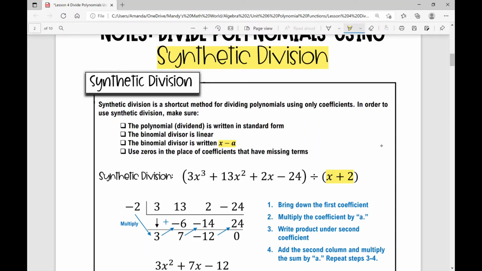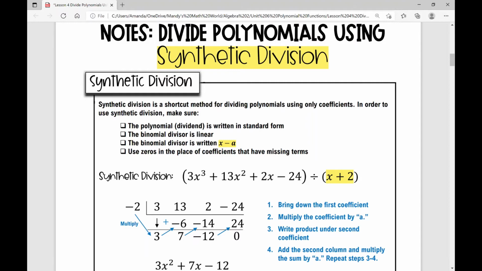So the first thing that you need to make sure when you are dividing polynomials using synthetic division is that the dividend is written in standard form. Remember, that's highest exponent to lowest exponent. So as you can see, this first polynomial right here is written in standard form: 3x cubed plus 13x squared plus 2x minus 24.